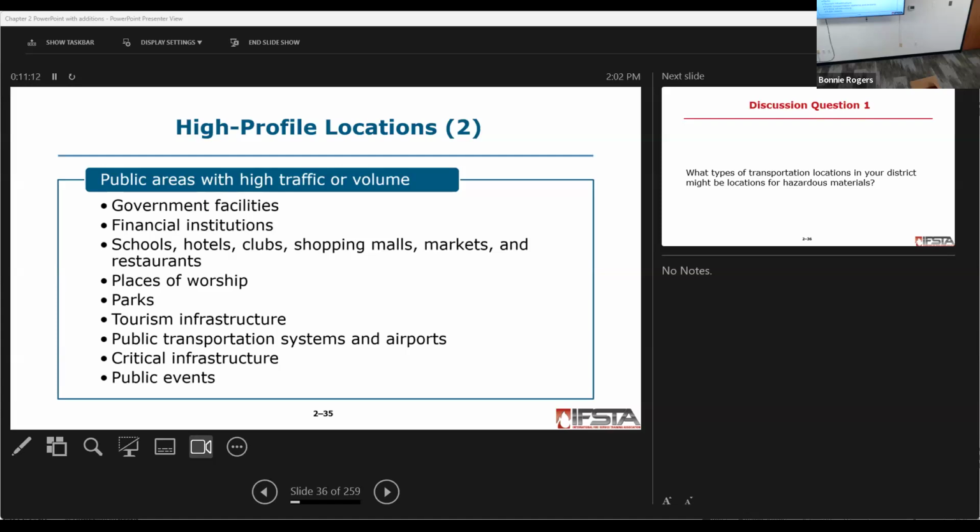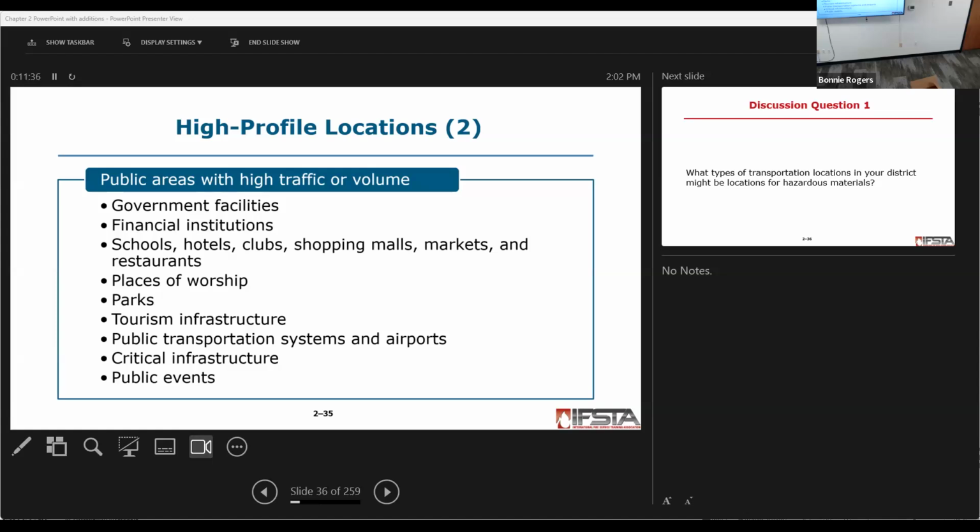Places of worship. Parks. Tourism. What was the country a couple days ago that they shot at the Spirit Airlines? That was in Haiti. Florida, they were going to go to Haiti. Okay, so they were targeting the tourist industry.